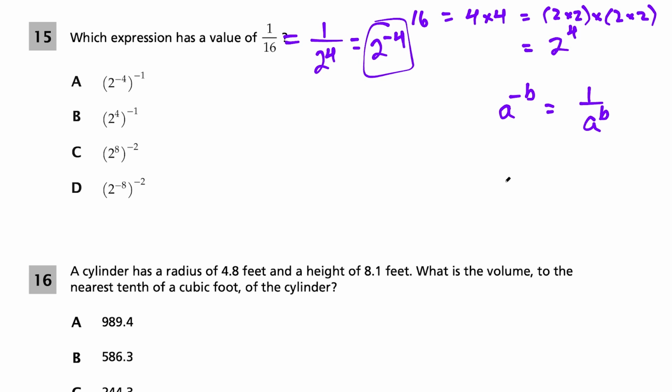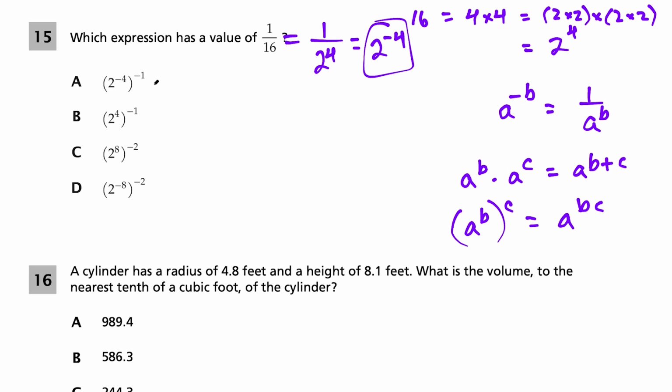Now, some other rules you need to know: when you multiply a to the b times a to the c, that gives you a to the b plus c, which is not necessarily showing up here. But when we have a power raised to another power, you would multiply. You would have a to the b times c. So I'm looking for any answer choice where all of them have a base of 2. So far, so good. But which of these, when you multiply the two exponents together, gives you an exponent of -4?